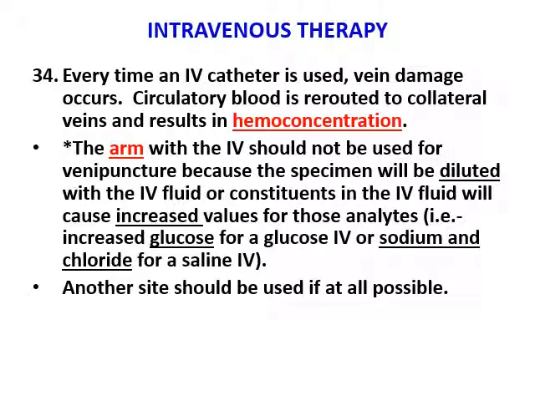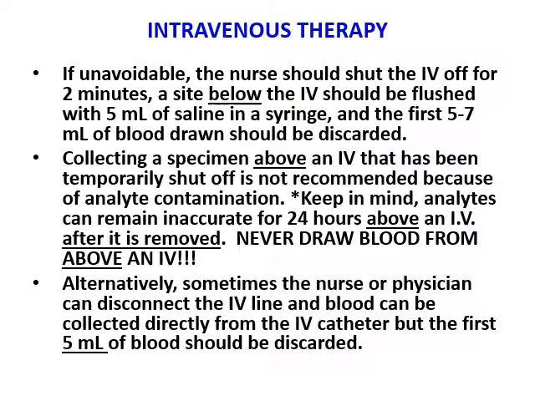Intravenous therapy. Every time an IV catheter is used, vein damage occurs every time. Circulatory blood is rerouted to the collateral veins, and this can result in hemoconcentration. That's why the arm with the IV should not be used for venipuncture, because the specimen will be diluted with IV fluids. Remember, we never draw above that IV. And there's processes you go through if you are going to get any blood out of that IV, near that IV site. We always want to use another site if possible.